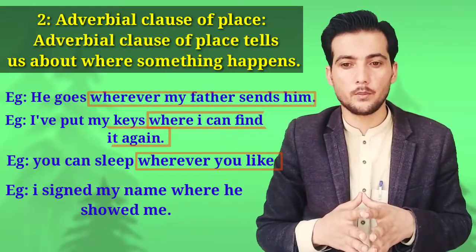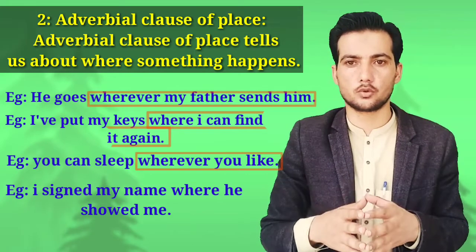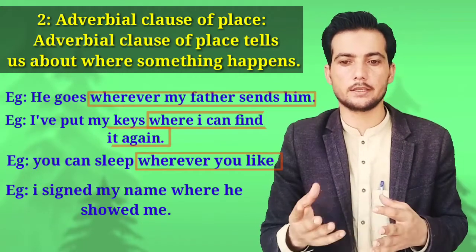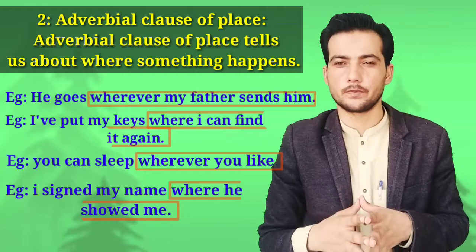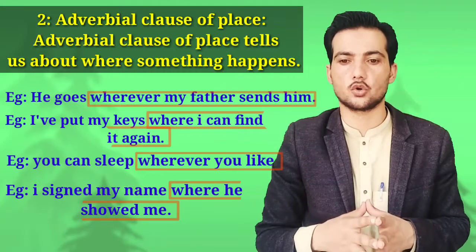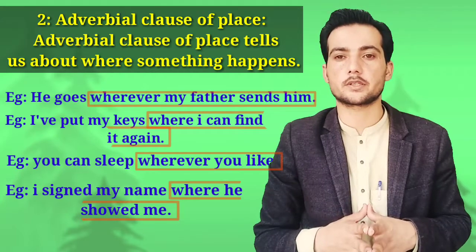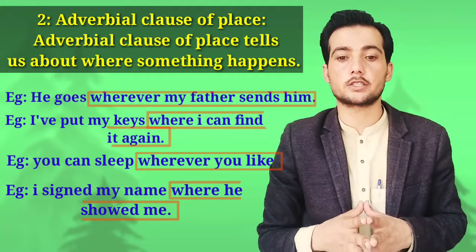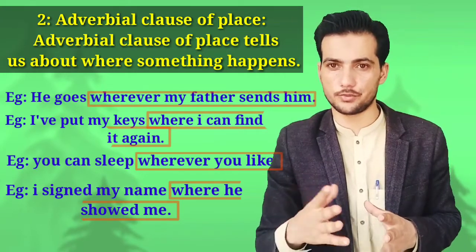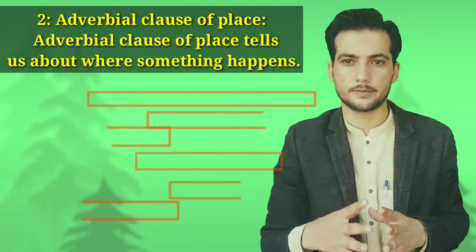I signed my name where he showed me. Again, if you analyze this sentence, it consists of two clauses. The first one is I signed my name. It is the main clause. And the second one, where he showed me, starts with a subordinating conjunction, and it consists of a subject, he, and a verb, that is showed. And here it functions as an adverbial clause of place, because it gives us information about the place. Where did I sign? Where he showed me, a place where he showed me. So that is why it is an adverbial clause of place.